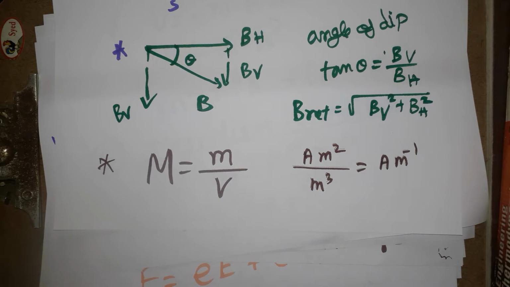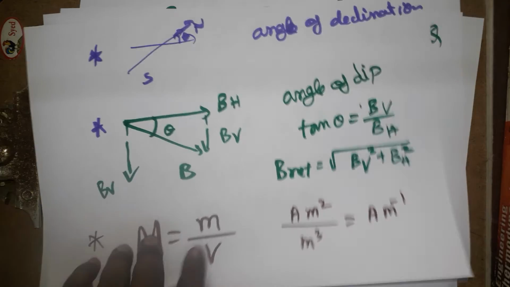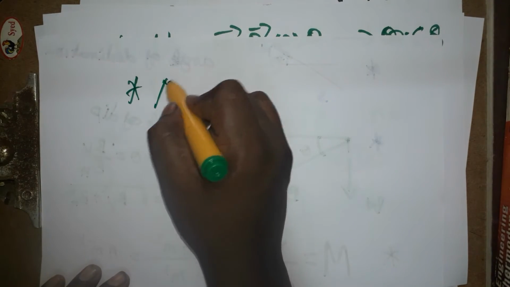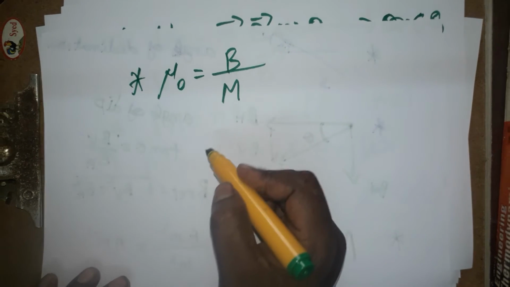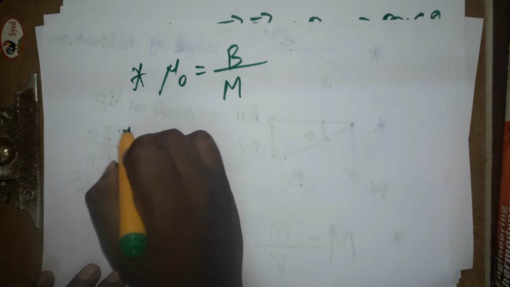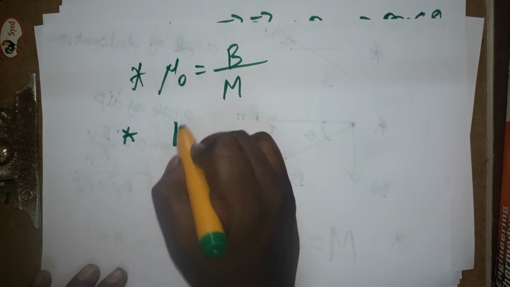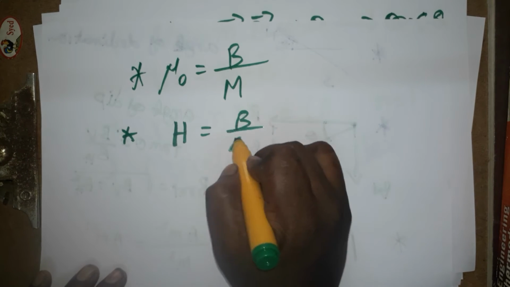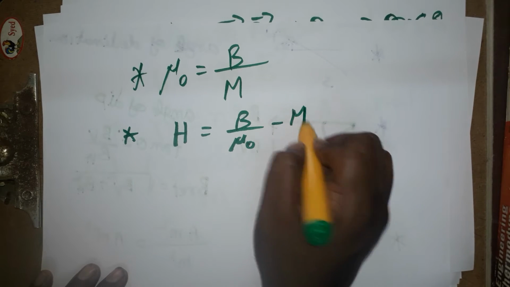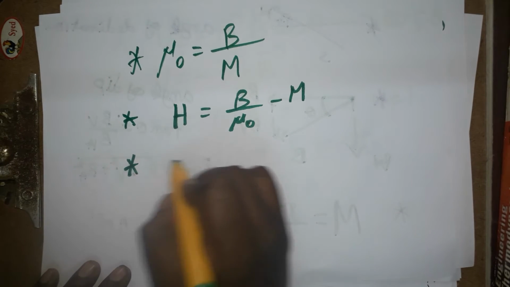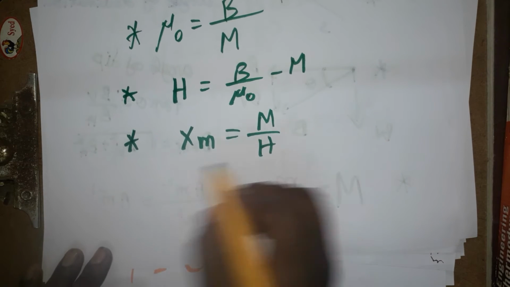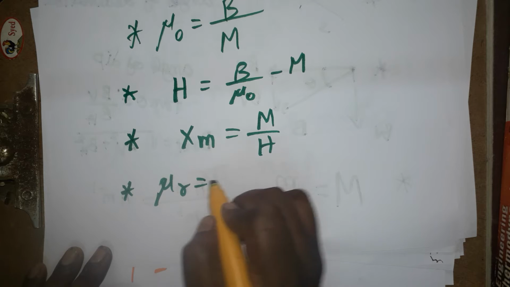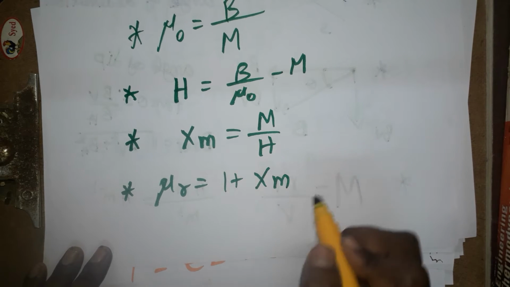Okay. Next, magnetic permeability, it's called mu. The mu value is going to be B divided by H. And the magnetic intensity is going to be H is equal to B divided by mu naught minus M. Okay. The next formula, magnetic susceptibility, is going to be M divided by H. Another formula, relative permeability is equal to 1 plus magnetic susceptibility. Okay.